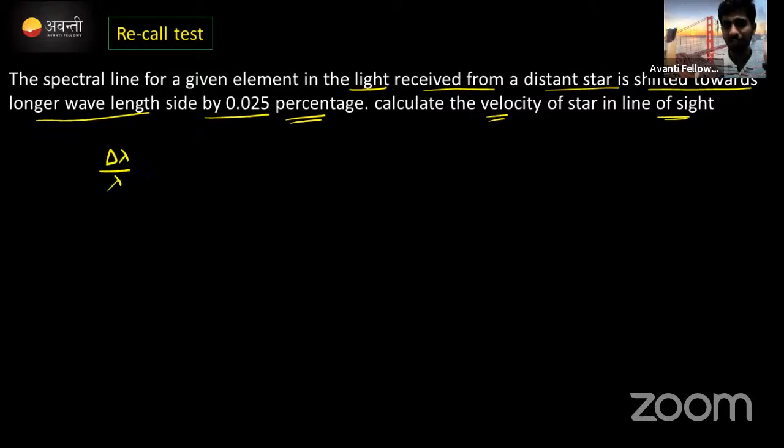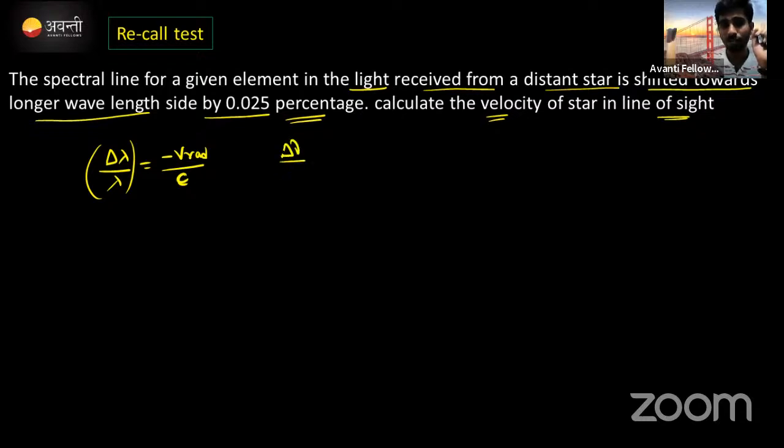Fractional change in wavelength is equal to V radial upon C. This is a formula to find the change in wavelength with respect to the velocity of the star, and C means the speed of light. In terms of frequency, we can calculate this one.